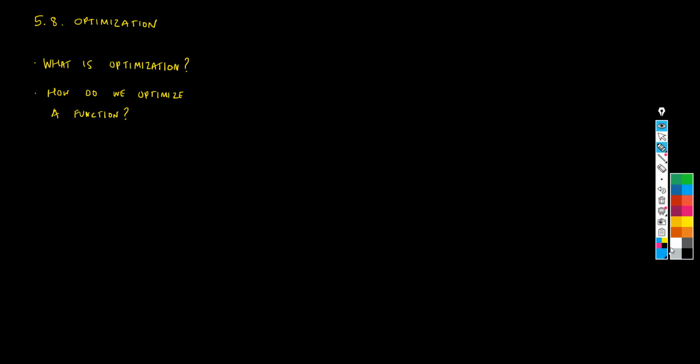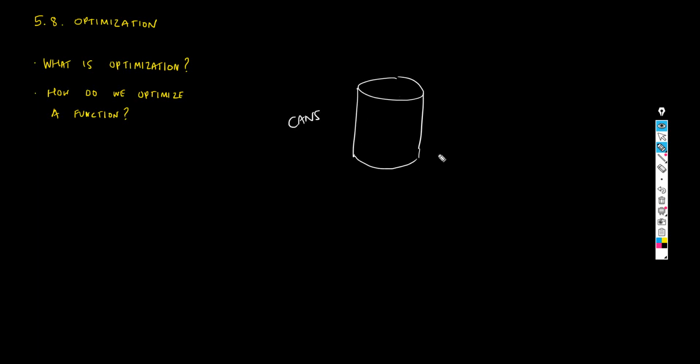I'm gonna give you two examples. For example, suppose that you're an engineer working for some company that makes food, and this company packages the food in cans, cylindrical cans. Suppose that you are given the task of designing a can, and by that I mean finding the radius and its height, which is this.